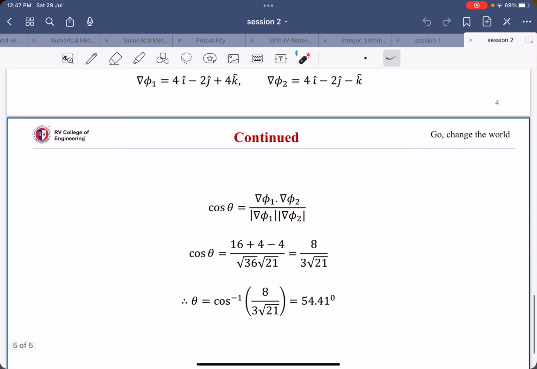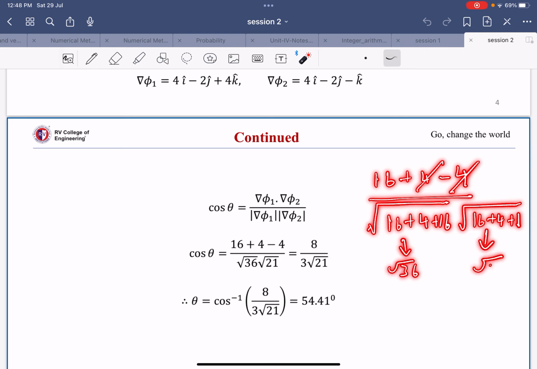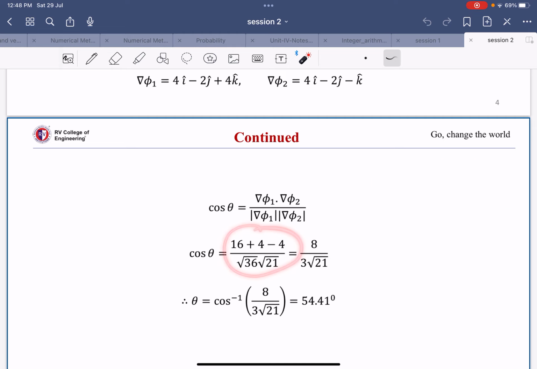Consider a dot product of these two. So we get 4 into 4, 16, plus 4 minus 4, which gets cancelled. 16 divided by the square root of the magnitude of the gradient of phi 1, which will be 16 plus 4 plus 16, which gives you 36, into the square root of the magnitude of gradient of phi 2, 16 plus 4 plus 1. So we get root 36 for this, root 21 for this. The numerator will be 16. So we get 16 divided by root 36 into root 21, as plus 4 and minus 4 get cancelled out.